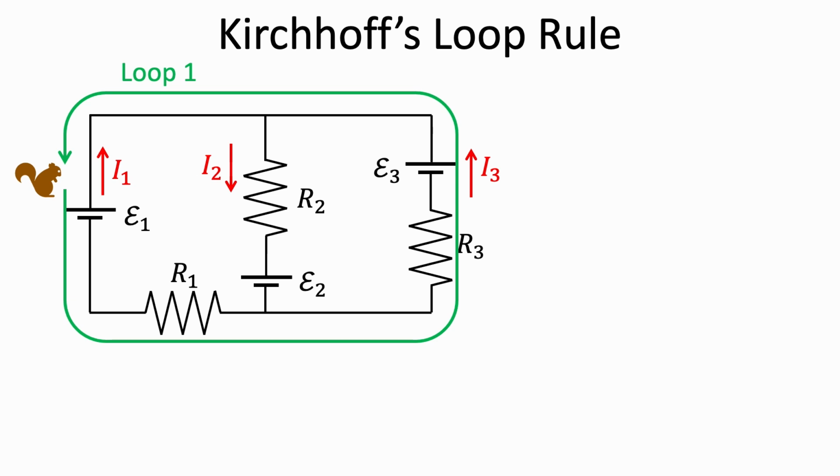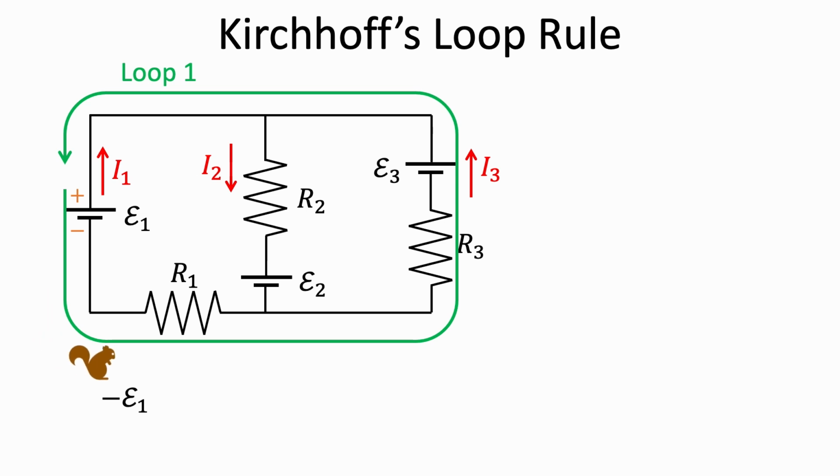The first circuit element we encounter is the battery on the left. In the circuit symbol for a battery, the long bar represents the positive terminal, while the short bar represents the negative terminal. In this case, the battery's positive terminal is on the top, and the negative terminal is on the bottom. As I move across the battery, I go from the positive side to the negative side, so the voltage change for this battery is negative, or negative E1.